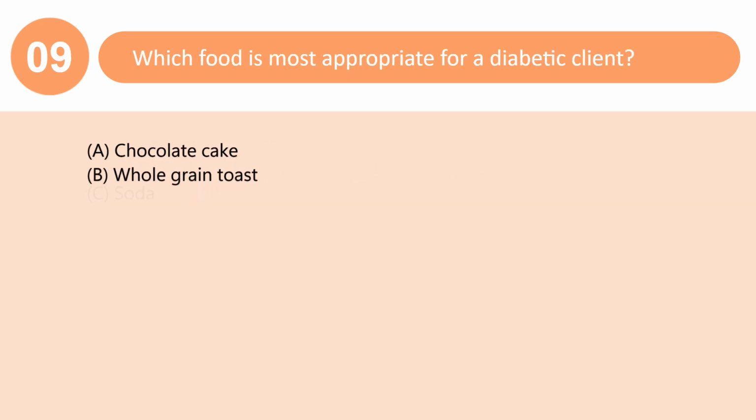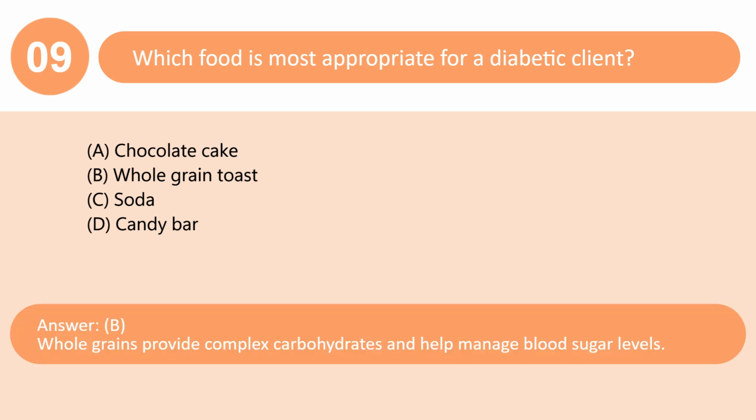Which food is most appropriate for a diabetic client? A. Chocolate cake. B. Whole grain toast. C. Soda. D. Candy bar. Answer, B. Whole grains provide complex carbohydrates and help manage blood sugar levels.